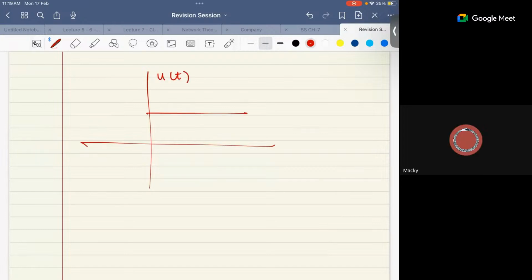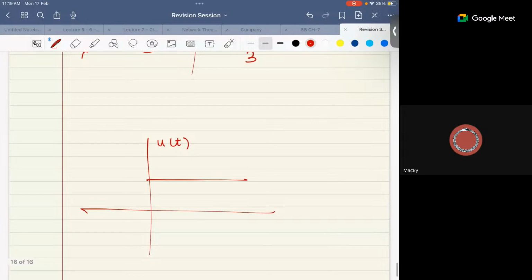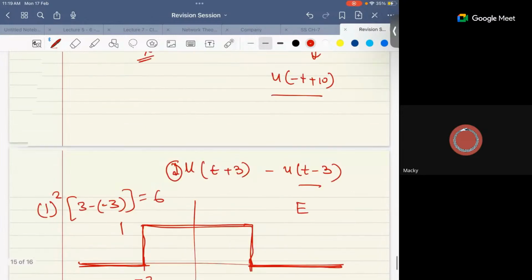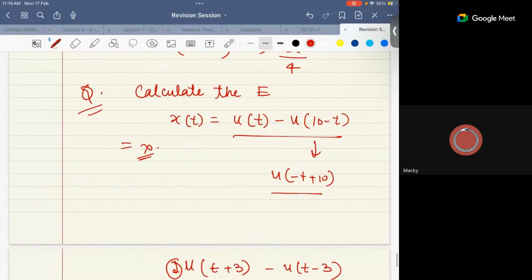Sir, will it be like between -10 and 0, the value is 0 and other is... No. See, then how the value will be infinite? The energy value will be infinite. The value of energy is infinite for this case.